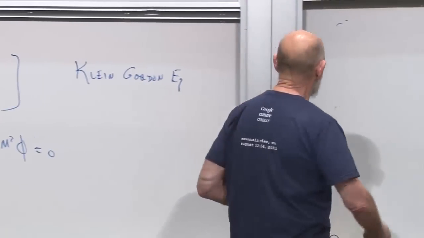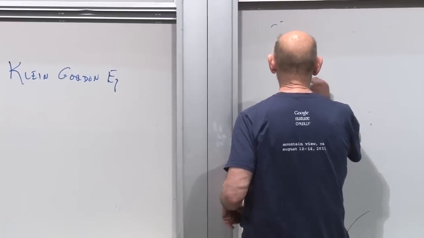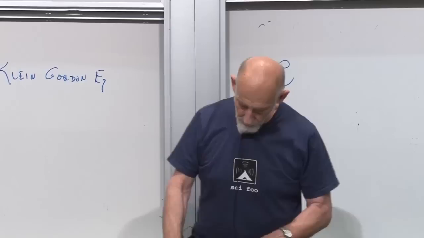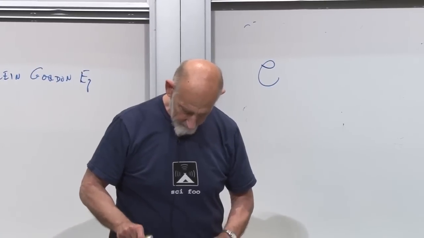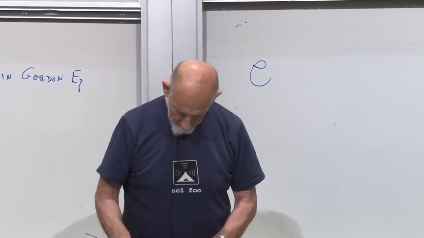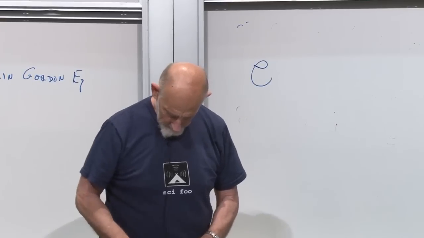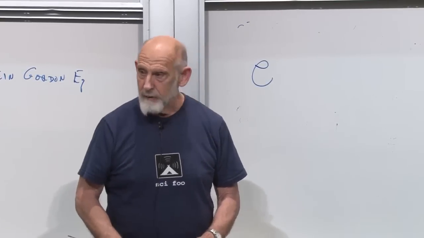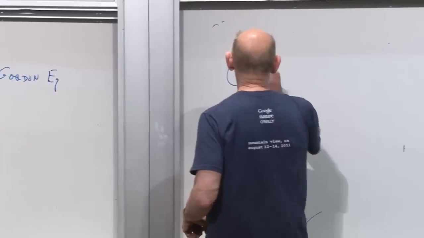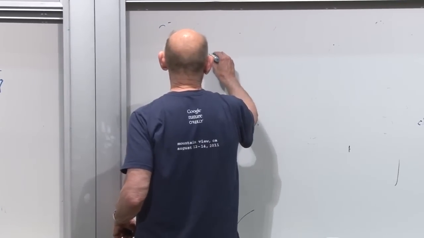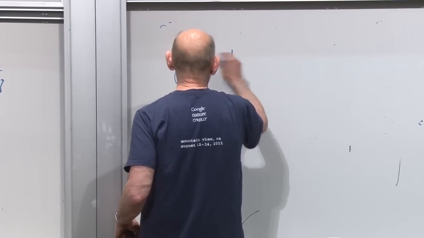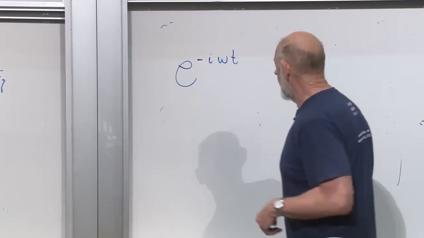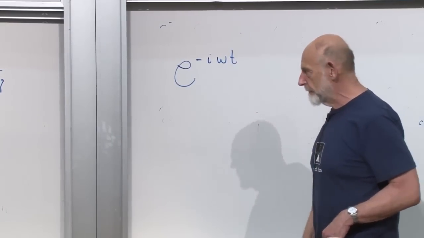We're going to look for solutions which first of all oscillate. I can't remember if I want plus or minus here. Minus for positive energy solutions. Yeah, e to the minus i omega t. That's an oscillation with time with frequency omega.